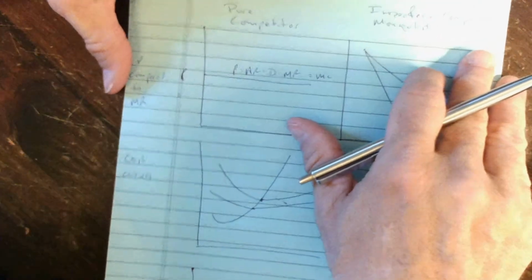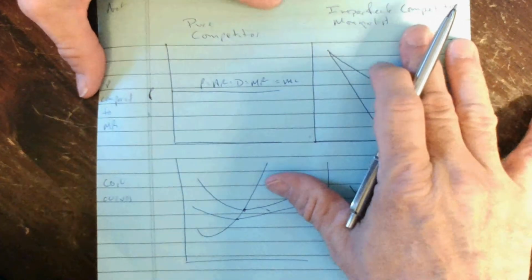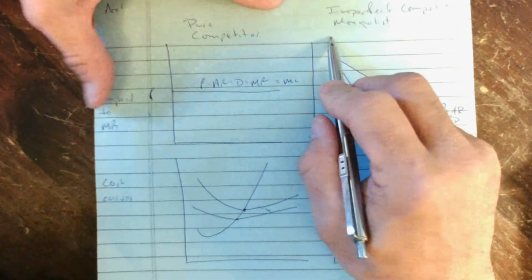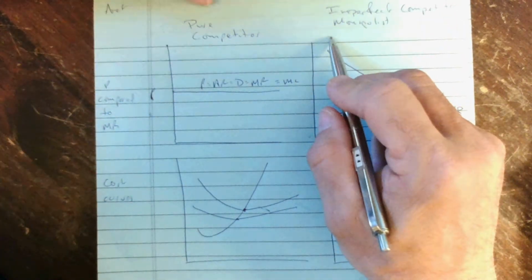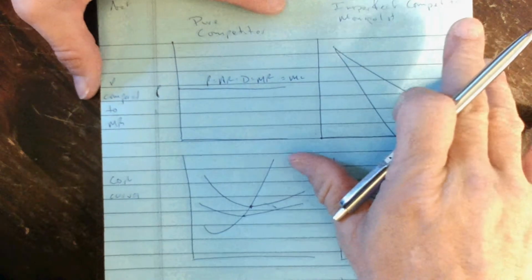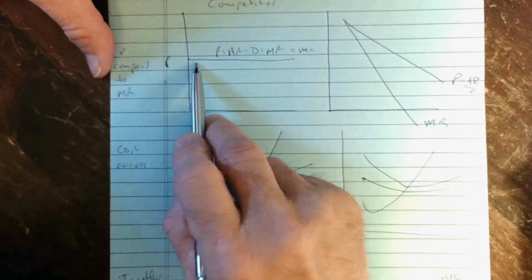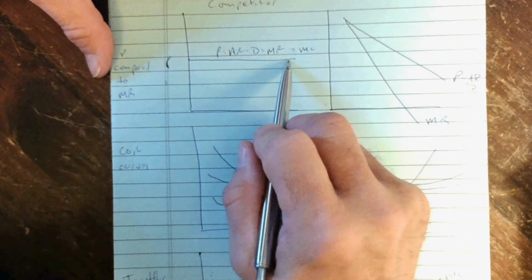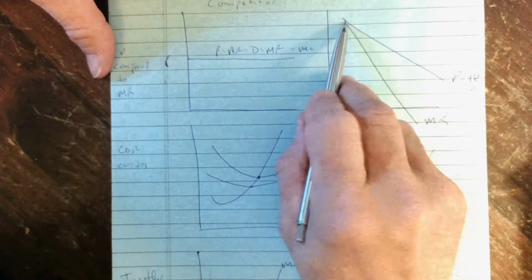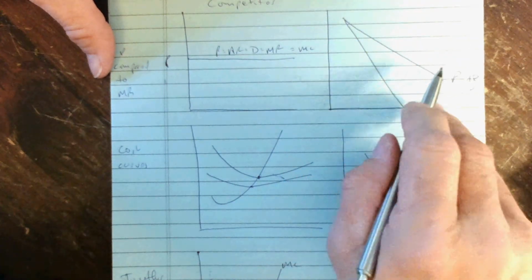So let's review first, before we begin our worksheet, by comparing pure competition and imperfect competition, which a monopolist is the most extreme form. There are two other forms of imperfect competitors called monopolistic competition and oligopoly, which we'll review in future sessions. A pure competitor has a perfectly elastic demand curve. This is the demand curve for an imperfect competitor. It is a negative relationship.